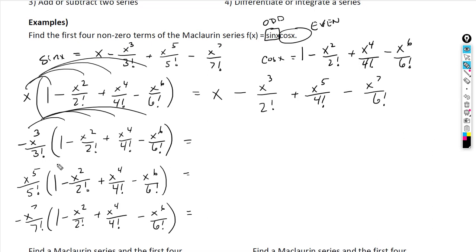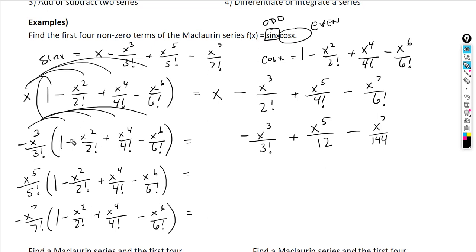So this is actually going to be negative x to the 3rd over 3 factorial plus, and this is going to be x to the 5 over 3 factorial times 2 factorial, and that's 6 times 2 is 12. So I can start getting these factorials done. And then minus, now when I distribute by the x to the 4th, I get x to the 7 over 3 factorial times 6 factorial. 6 times 24 is 144.